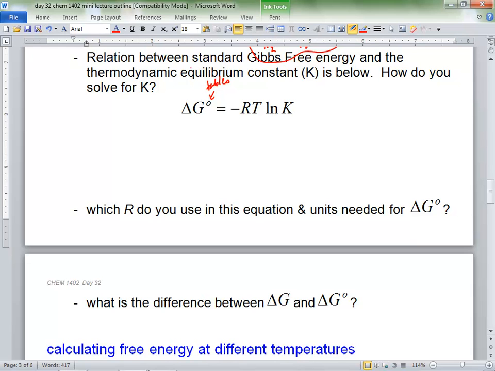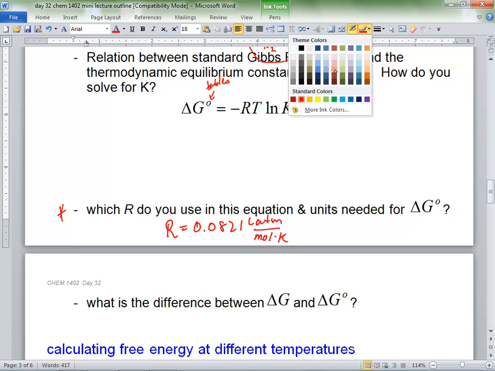How do you solve for K? Well, might as well just say what this stuff is first. We get delta G0 from the tables. What about this R? Which R do you use? I give you all these, but there are like 3 or 4 different R's. This is the one we use a lot: 0.821 liter atmospheres over moles Kelvin.